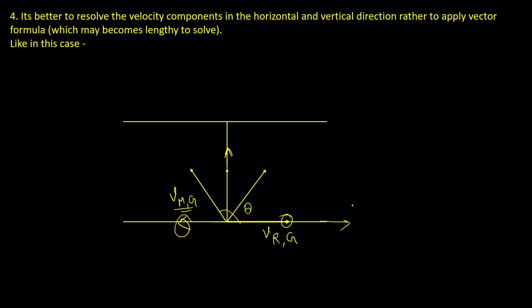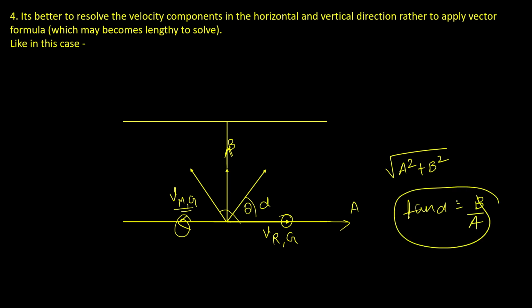Now apply, suppose this is a and this is b, then you just need to apply under root of a square plus b square. And also for the angle, if suppose this is alpha, then tan alpha will be equal to b upon a. So just try to make things easier rather than complicating things. These are some of the very important key points that you need to be aware of while tackling the question of swimming across the river. So now let us move towards the question.